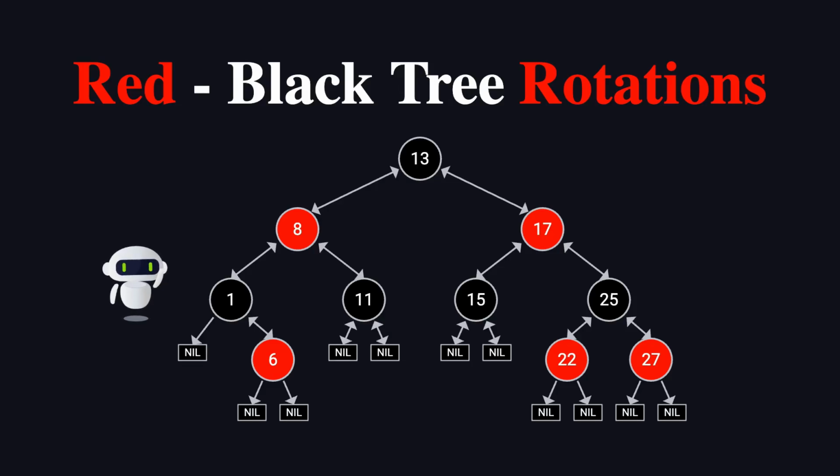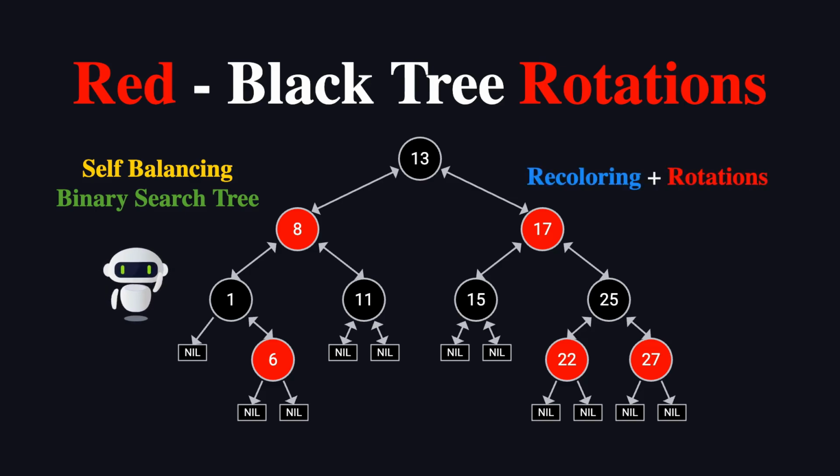As we covered in the previous video, a red-black tree is a type of self-balancing binary search tree that's widely used in computer science and software engineering. The main advantage of red-black trees is that they automatically maintain balance, which helps ensure efficient operations. However, when you insert or delete nodes, the tree's balance can get disrupted. To restore that balance, we need two main operations, recoloring and rotations.